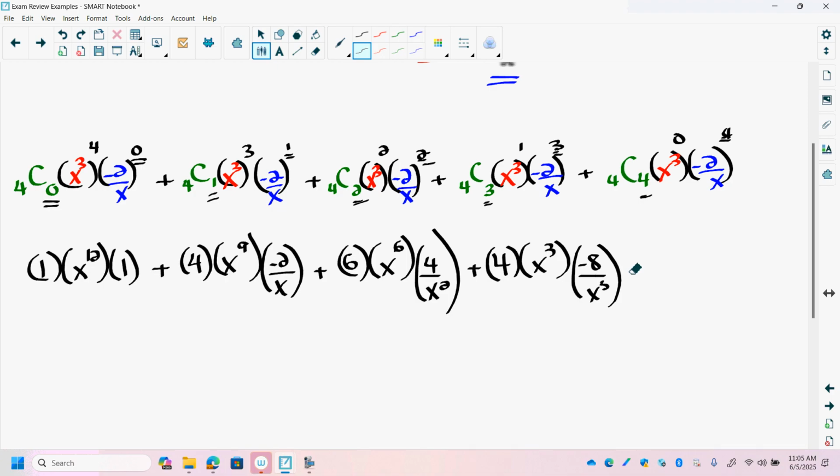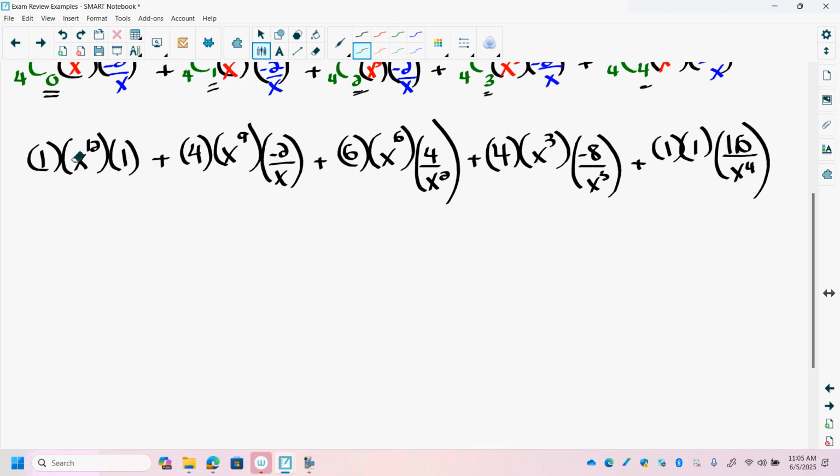And then finally, 4c4 is a 1. x cubed to the power of 0. That would be x to the power of 0, which is a 1. And negative 2 to the fourth is a positive 16. x to the fourth would be x to the fourth.